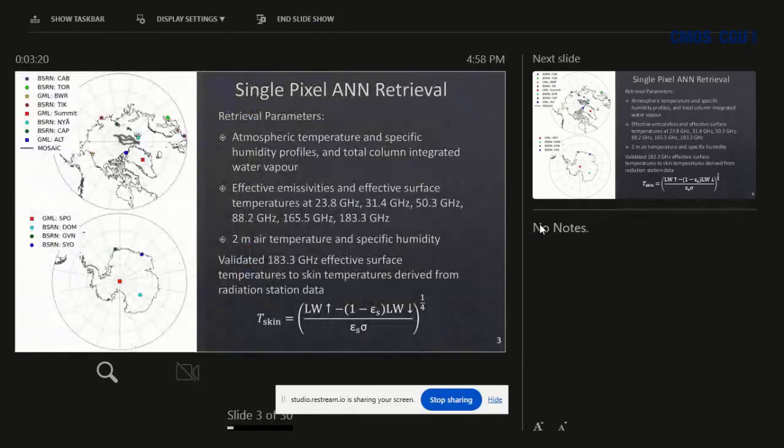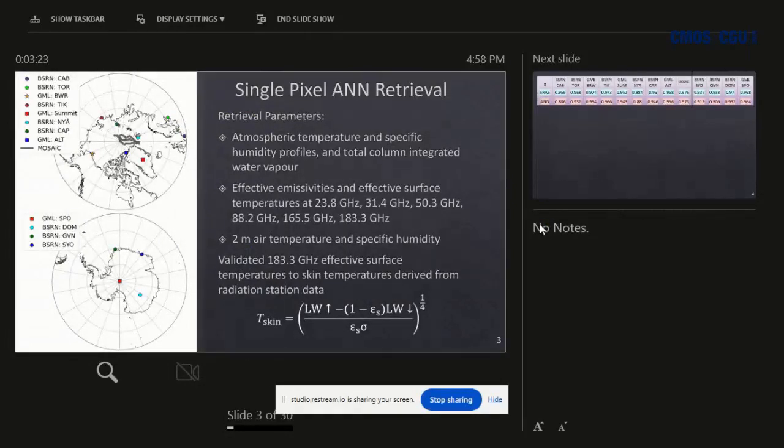So the first step of this project was actually to just look at a single pixel where I take the 22 brightness temperature measurements and the satellite zenith angle for a single pixel, and then retrieve all of the parameters of interest. So the inputs, as I said, are those 22 channels and satellite zenith angle. The outputs are the temperature and humidity profile values, along with the total column integrated water vapor. And then the surface parameters that I'm retrieving are the effective emissivity and the effective surface temperature, which is also known as the emitting layer temperature, for all of the frequencies available.